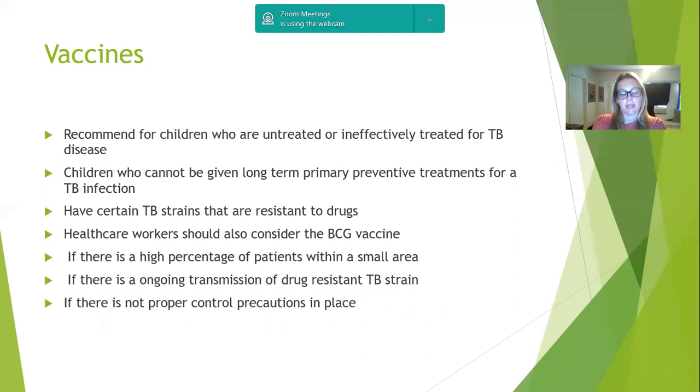Vaccines are recommended for children who are untreated or ineffectively treated for TB disease. It is recommended for children who cannot be given long-term primary preventive treatments for a TB infection. It is also recommended for healthcare workers, and also if there is a high percentage of patients within a small area that have TB infection, if there is an ongoing transmission of a drug-resistant TB strain, and also if there are not proper control precautions in place.